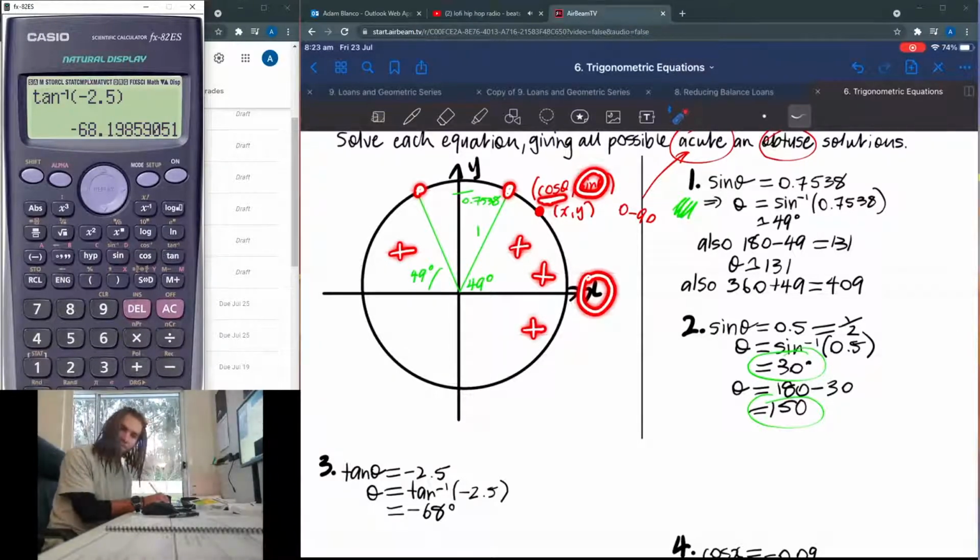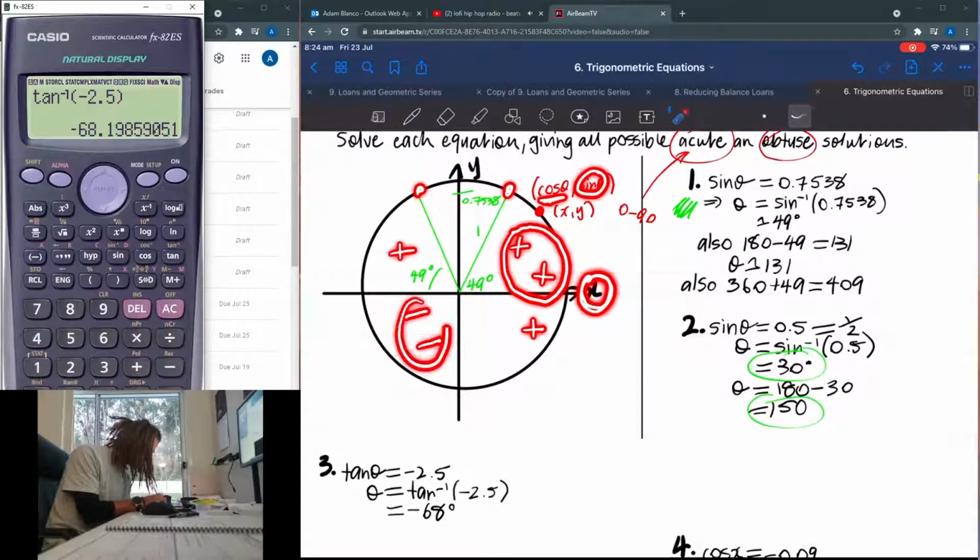So now you've got to think about where tan's going to be positive and negative. I guess you just think about where two positives are. So two positives are here, so that means tan's going to be positive there. Now, if cos and sine are both negative here, then two negatives make positives. That means tan's positive down here.